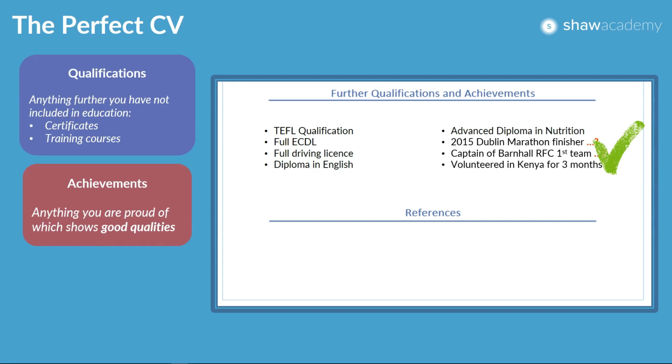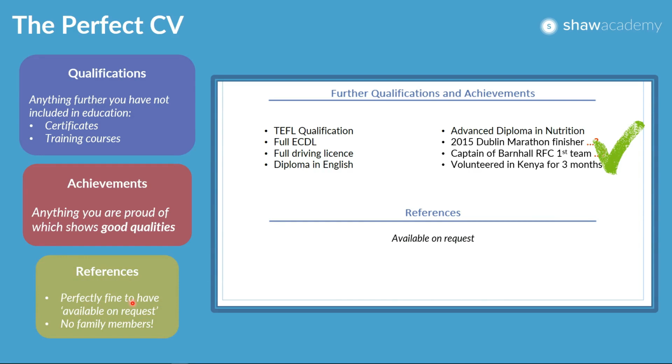And then finally, guys, we have references. And it's perfectly okay to say available on request, okay? References available on request. And that means if they want references, they will ask you for them at a later date. So it's perfectly okay to have available on request, but if you are including references, 2 is usually enough. And just remember, no relatives, no family members, okay? That was one of the top tips. So that is your CV, guys. That's how to create the perfect CV.